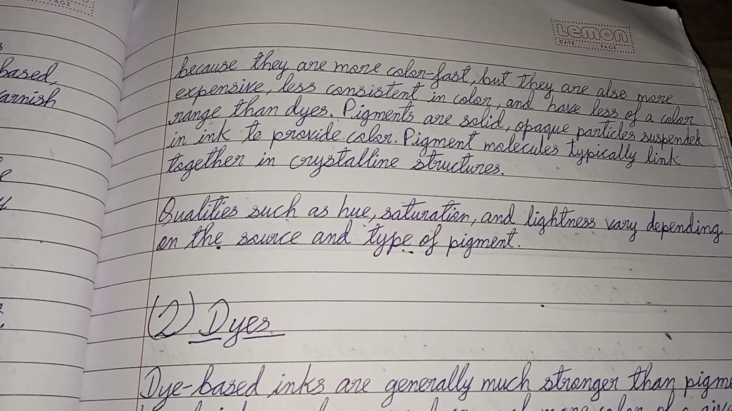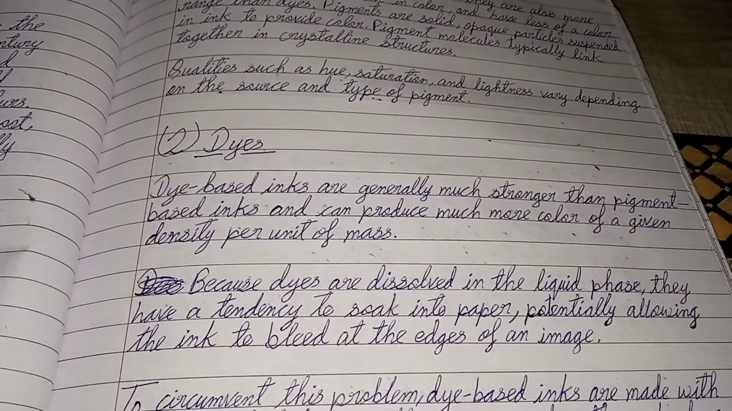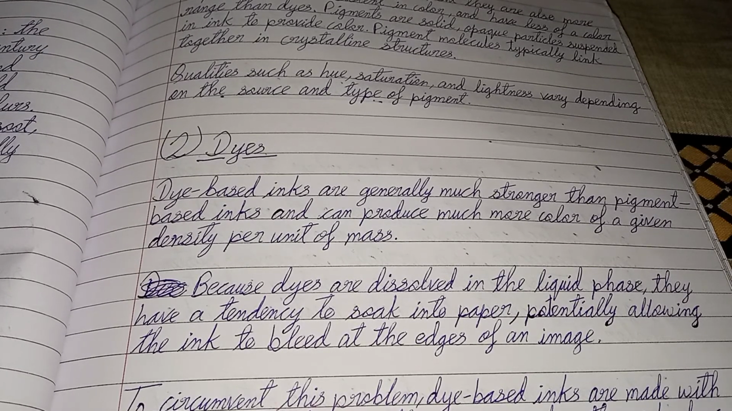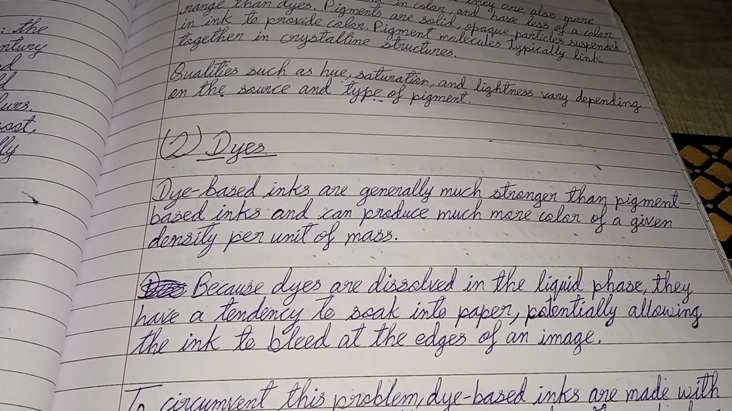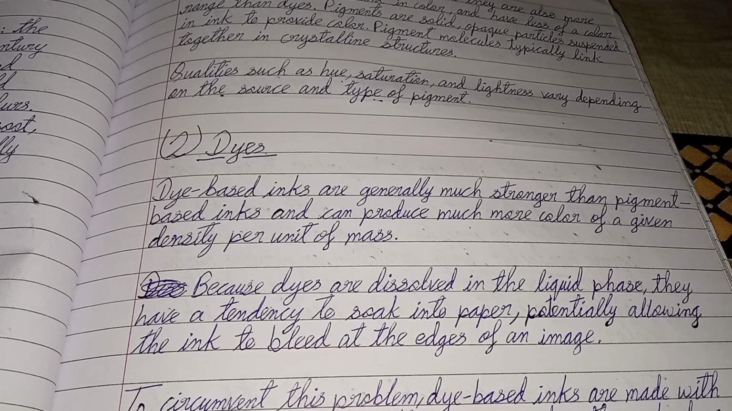Pigments are solid, opaque particles suspended in ink to provide color. Pigment molecules typically link together in crystalline structures. Qualities such as hue, saturation, and lightness vary depending on the source and type of pigment. There are also dye-based inks. Dye-based inks are generally much stronger than pigment-based inks and can produce much more color of a given density per unit of mass. Because dyes are dissolved in the liquid phase, they have a tendency to soak into paper, potentially allowing the ink to bleed at the edges of an image.